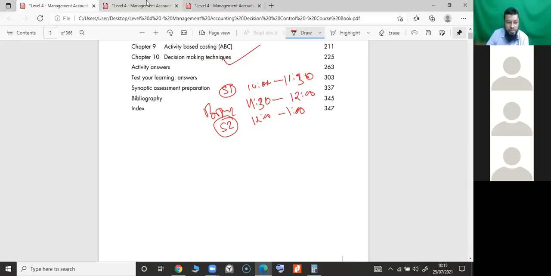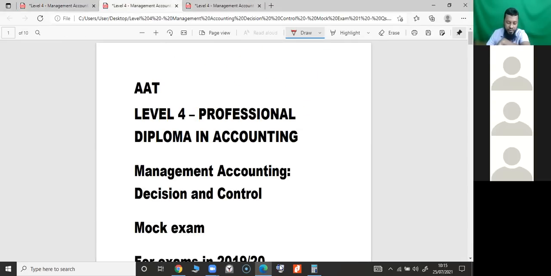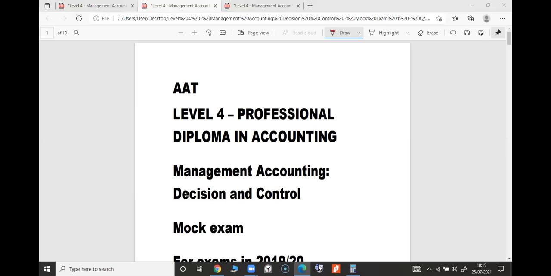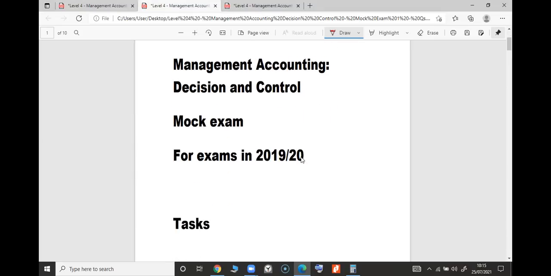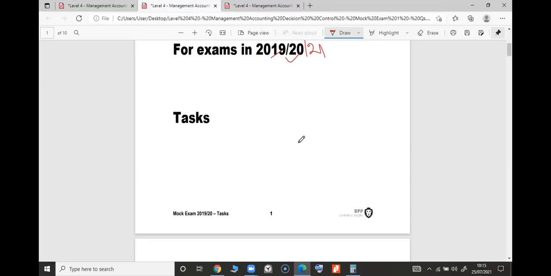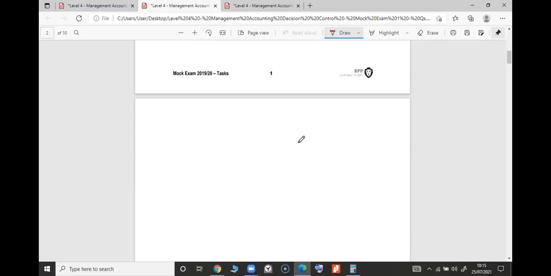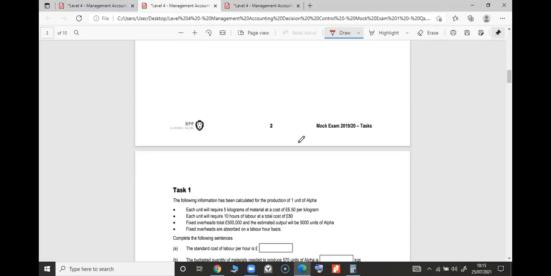So jumping into the question paper, putting my camera down from right hand side. Only the chatting box is open in front of me. So this is the AAT Level 4 Professional Diploma in Accounting, Management Accounting: Decision and Control mock exam. This is BPP course materials we're using here. World-class materials are there, enough to make you pass in your exam.